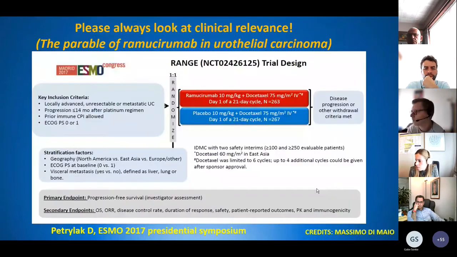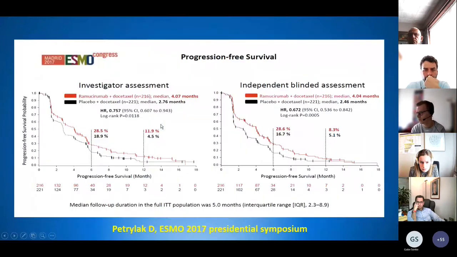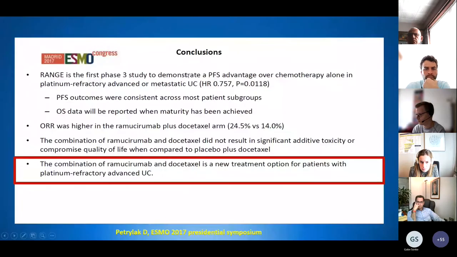So let's try to put this concept into a clinical experience. Let's evaluate the parable of ramucirumab in urothelial carcinoma. This was a presidential symposium where this trial, the RANGE trial, was presented, a trial with ramucirumab added to docetaxel in the setting of urothelial cancer progressing after a platinum regimen. This trial, according to the progression-free survival endpoint, that was the primary endpoint, was statistically significant. It was so stressed that the authors, in the conclusions of their presentation, said that the combination of ramucirumab and docetaxel is, in 2017, a new treatment option for patients with platinum-refractory advanced urothelial carcinoma.